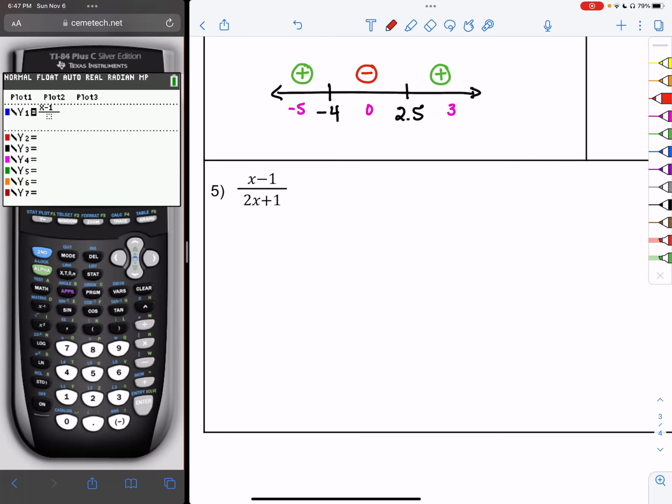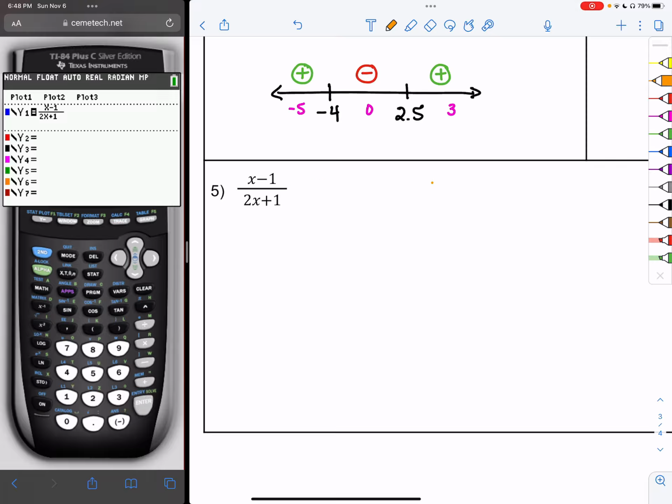So last but not least, number 5, we have x minus 1 over 2x plus 1. So remember, we want to find our x-intercepts and our vertical asymptotes. So your x-intercepts is where your y value is 0. So remember, anytime we want y equal to 0, I can say this is equal to y. So if I want this to be equal to 0, I'm just saying where's my numerator going to be equal to 0.